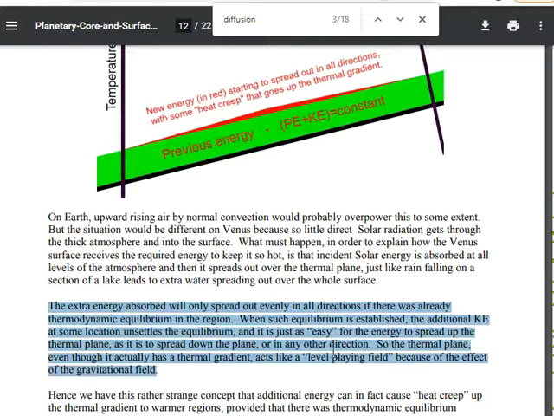Okay, the extra energy absorbed will only spread out evenly in all directions if there was already thermodynamic equilibrium in the region.